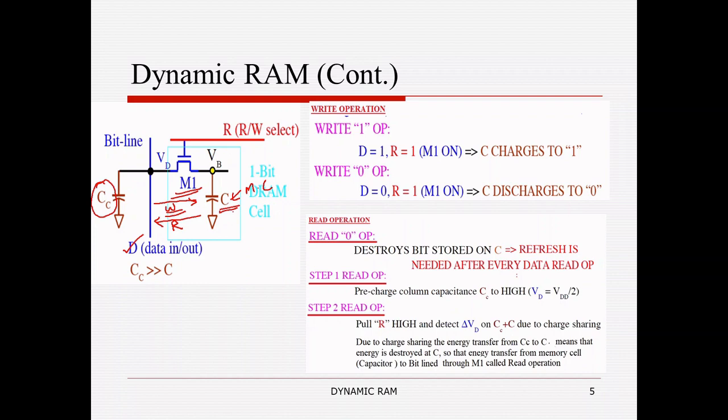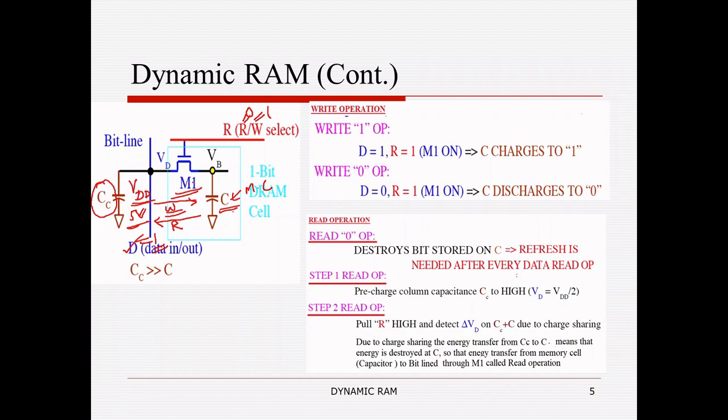Since it is a write operation, I activate W equal to 1, R equal to 0. So the transistor M1 will be connected. If data input equals 1, the information is stored in the column capacitance, and since the data input equals 1, the capacitance is charged to a maximum value of VDD, probably 5 volts.